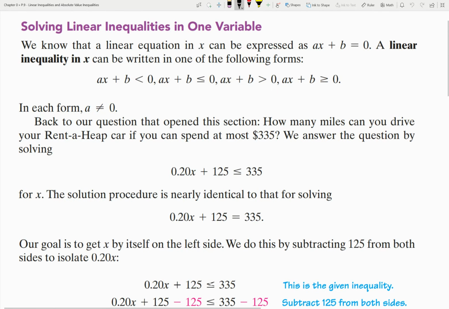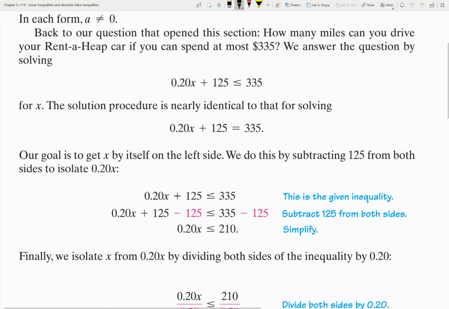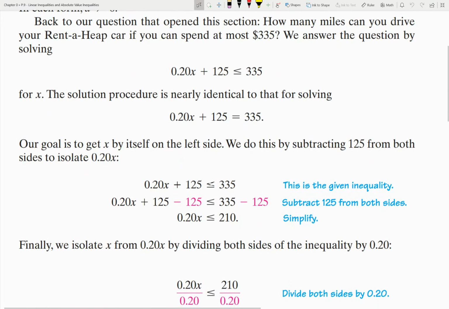Okay, so now let's start solving linear inequalities. We know that linear equations in x can be expressed as ax plus b equals 0. In inequality, we're going to express it the same way, only now we have 4 choices: less than, greater than, less than or equal to, greater than or equal to. Each in the form where a is not 0, or else we don't have a linear inequality, we just have a plain old inequality.